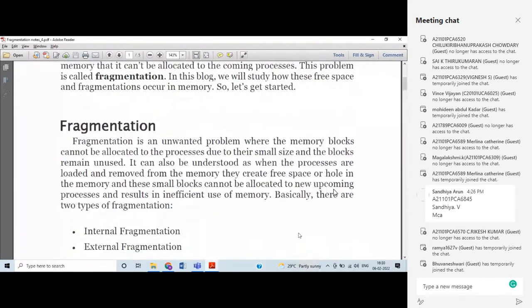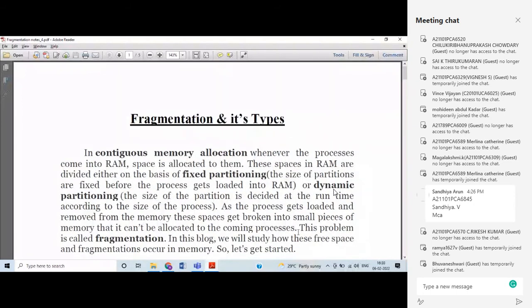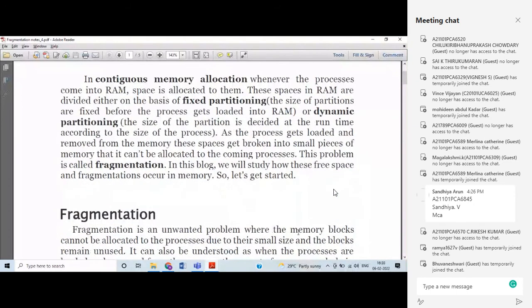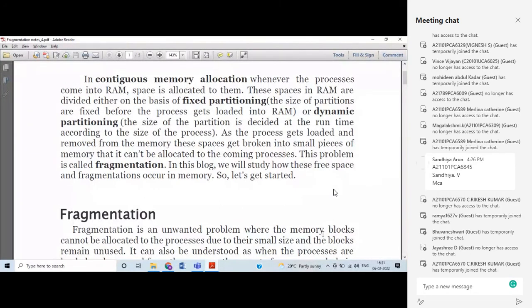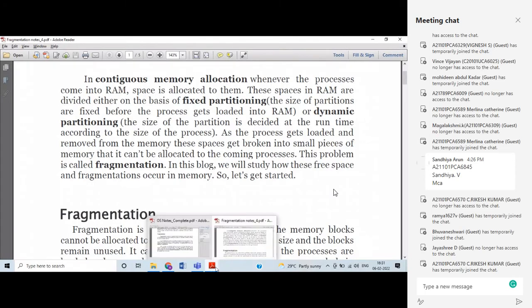Students, I hope you understand fragmentation: what we mean by internal fragmentation and external fragmentation. Any doubts here? No, ma'am. Okay, shall we pass on to the paging concept? Yes, ma'am.